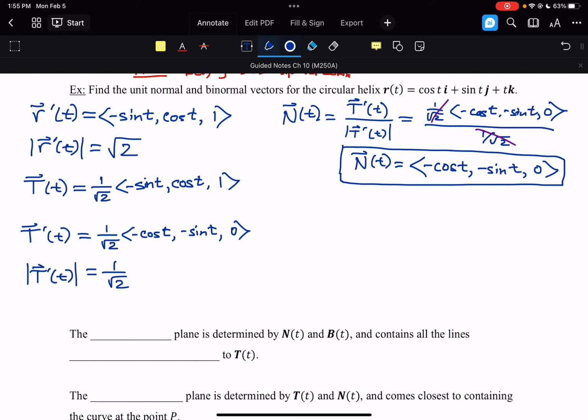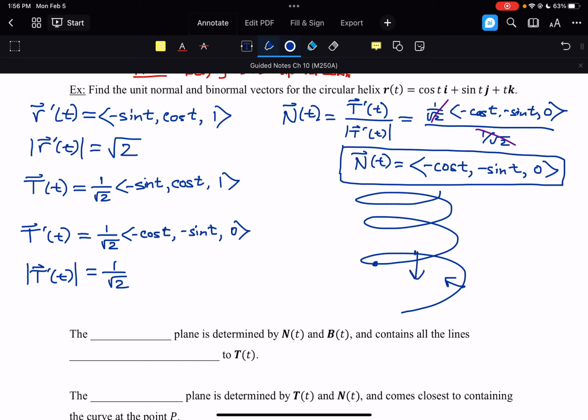So T back here tells us what direction we're pointed, so we're going around the circle. This tells us what direction we're turning. So because we're turning in a circular fashion, this vector is always going to be pointed towards the inside as we're going around the circular helix.